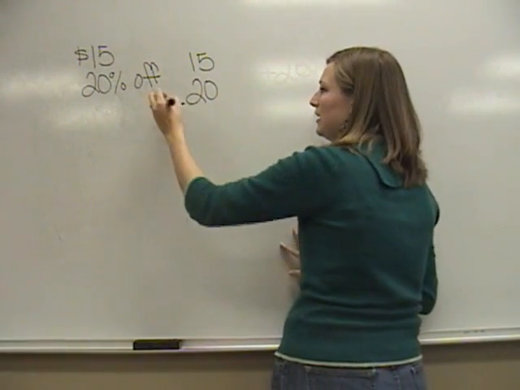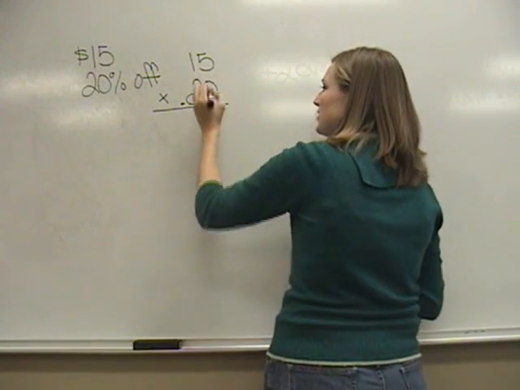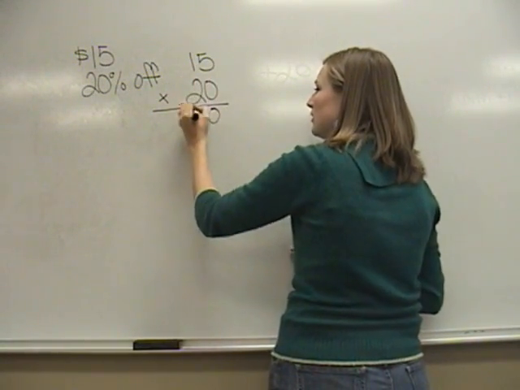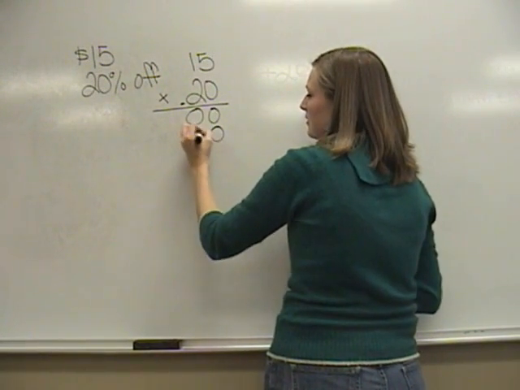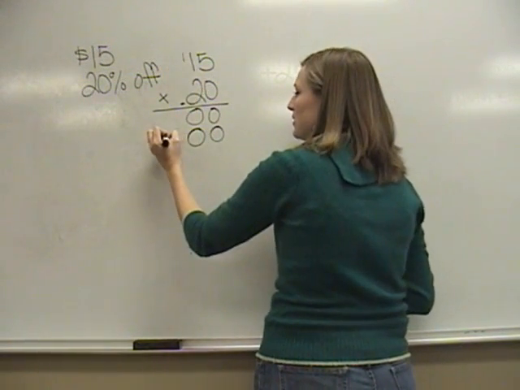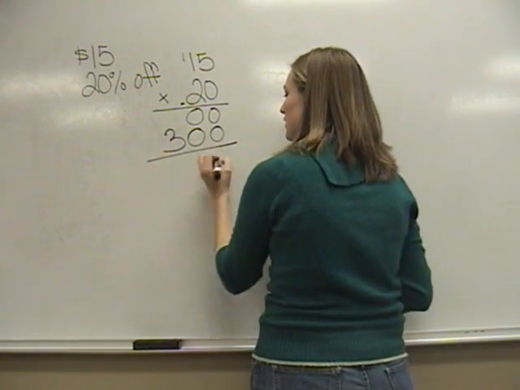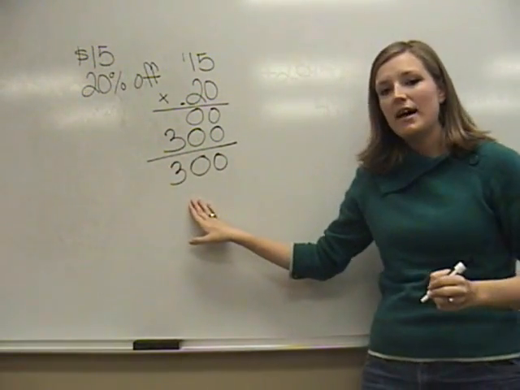price, which was 15, times our decimal 0.20. 0 times 5 is 0. Bring down my extra 0. 2 times 5 is 10. Carry my 1. 2 times 1 is 2, plus that extra 1 is 3. When I add this together, now my answer is not 300.